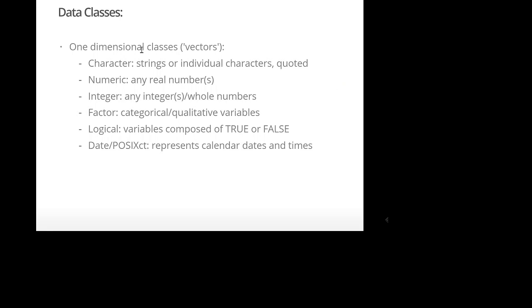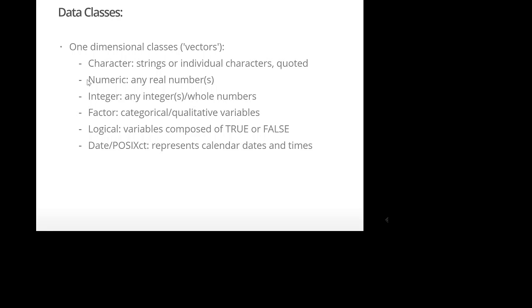And so these one-dimensional classes, or what I'll call vectors, there's different types that they can be, and the class of vector determines what functions you can apply to it. You can't really add two character strings. R doesn't really know how to do that. The ones that are most popular, that encompass 95% of things you'll encounter, are character strings. That's any string of individual characters encapsulated in quotes. It can be either single quotes or double quotes.